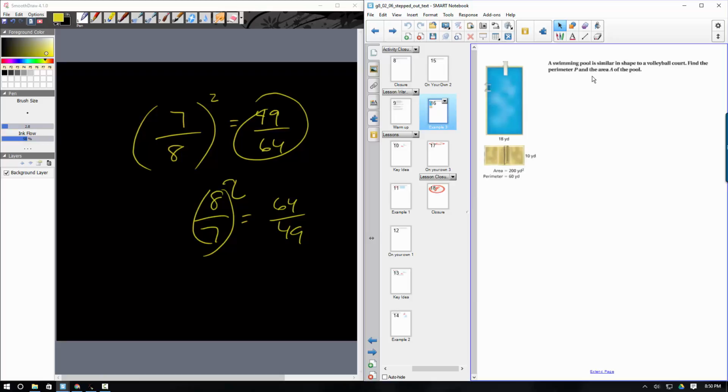All right, and the last one here is this thing that says a swimming pool is similar in shape to the volleyball court. Find the perimeter and the area of the pool. So we know that the area is 200, the perimeter is 60. This corresponds to this right here, so 10 and 18.